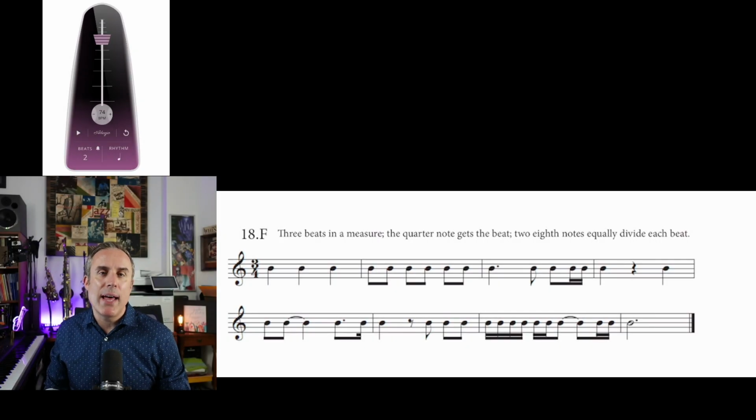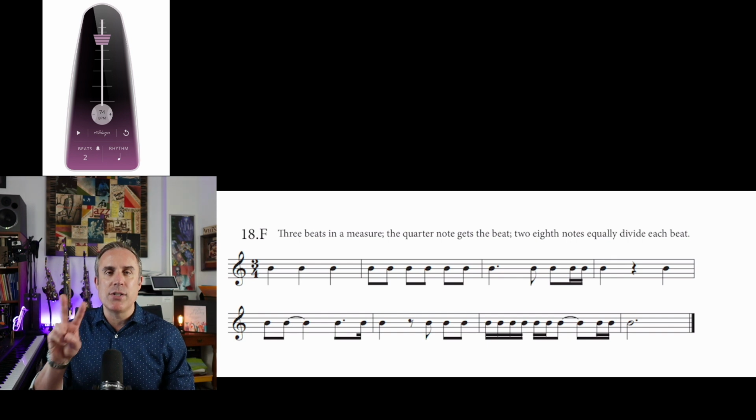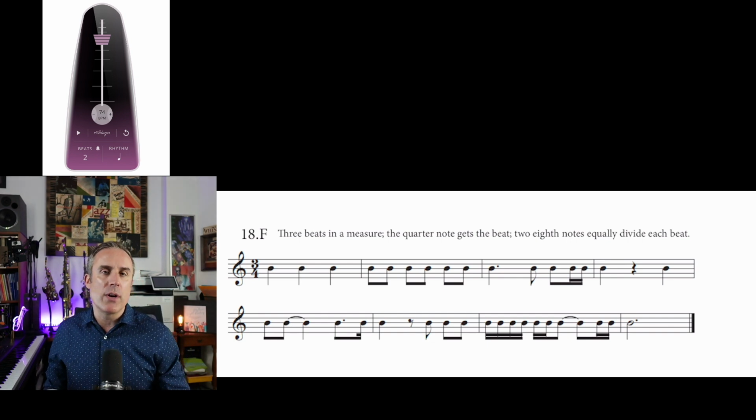All right, let's move on to exercise 18F, where we have a simple triple time signature. There are 3 beats in the measure. The quarter note gets the beat, and each one of those quarter notes can be equally divided into 2 eighth notes. Simple triple time signature. 3/4 is also commonly referred to as a waltz.